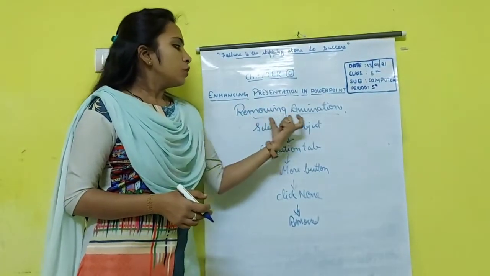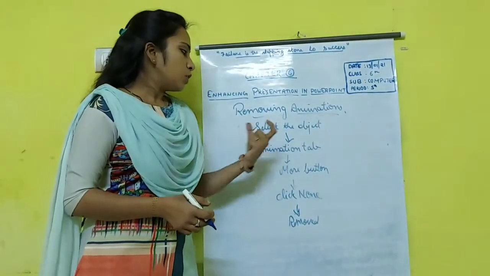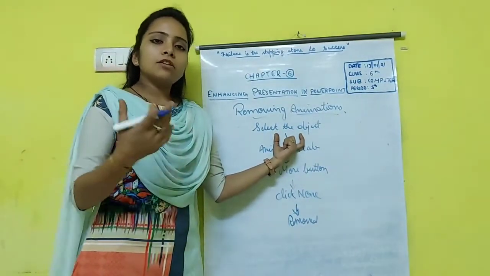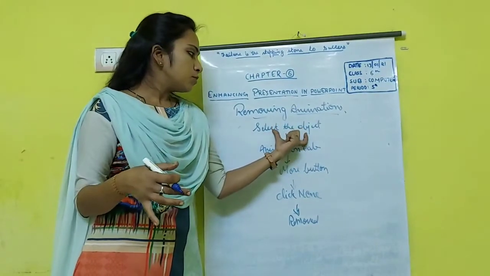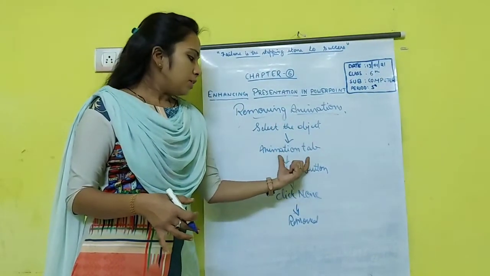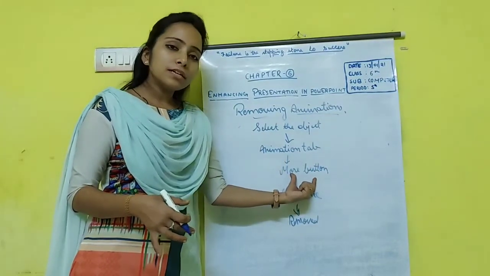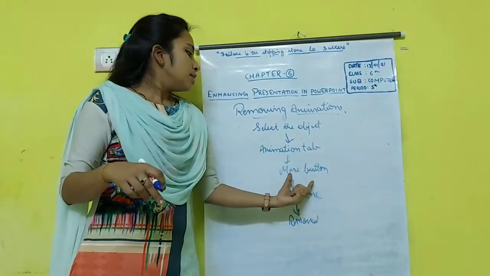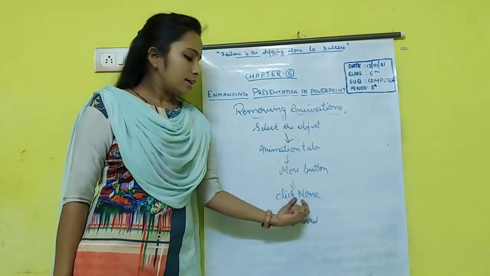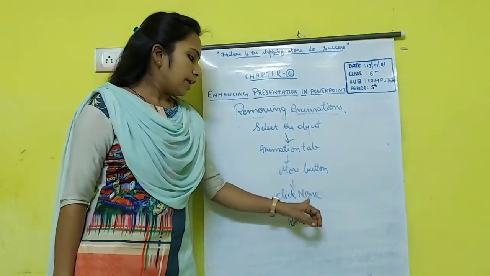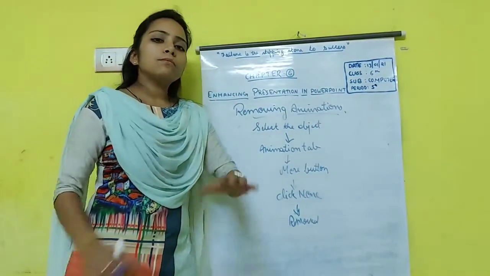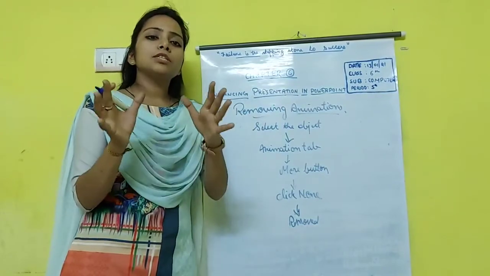Now, if you want to remove your animation, then what will you do? You will select the object. You select the slide or the particular object where you want to remove the animation. Then you will go to the animation tab. In the animation tab, you will click the more button. There is an option called more button. There you will click, and then you will go for none. Click none. N-O-N-E, none. Clear? Then your animation will be removed from all the slides. Hence, your animation is removed.